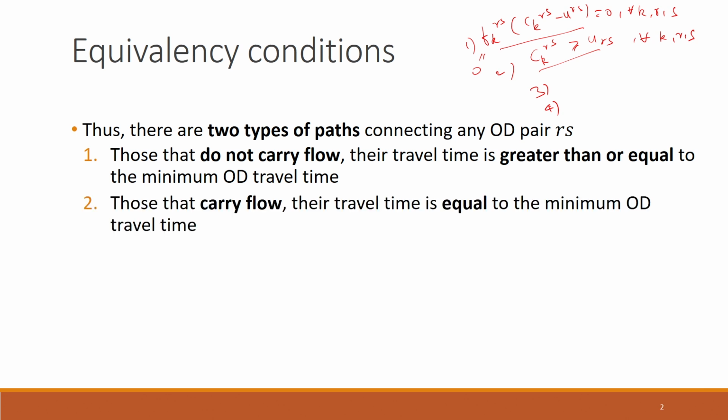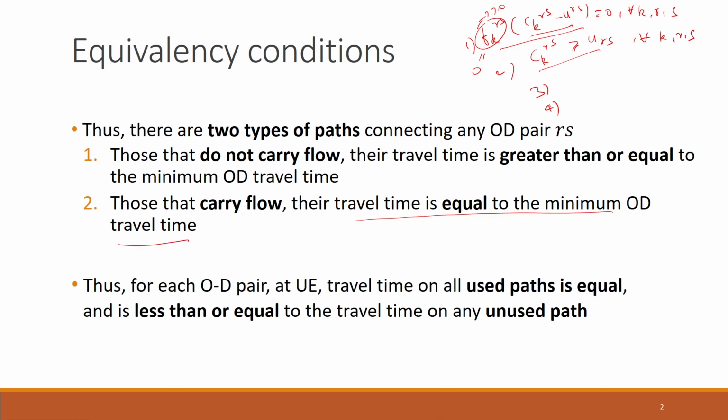For the case when FKRS is positive, that is, the path K connecting R to S carries flow, then CKRS has to be equal to URS. Okay. So, that is what it is saying, that the travel time is equal to the minimum OD travel time. So, for each OD pair at user equilibrium, the travel time on all used paths is equal and is less than or equal to the travel time on any unused path. Okay. So, this definition we have seen before also.